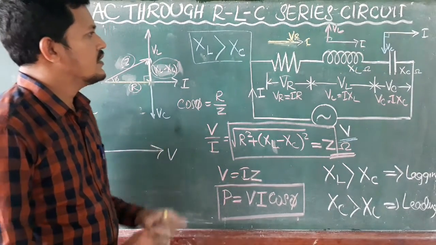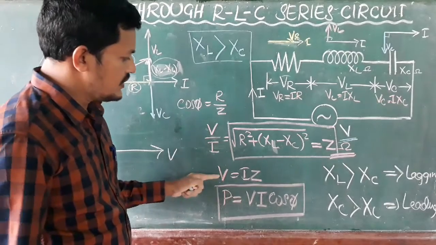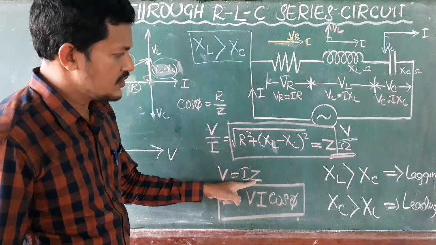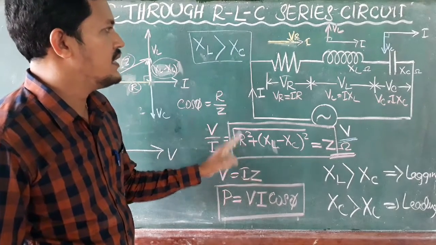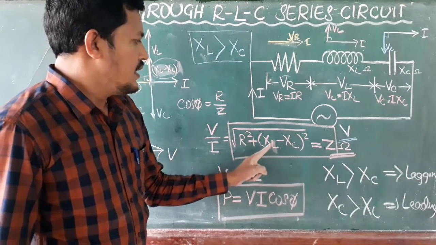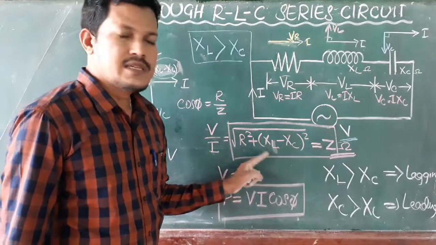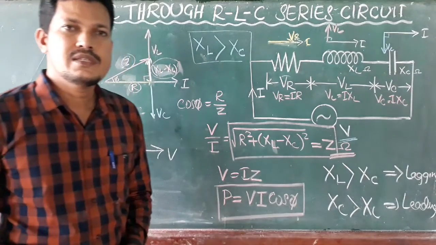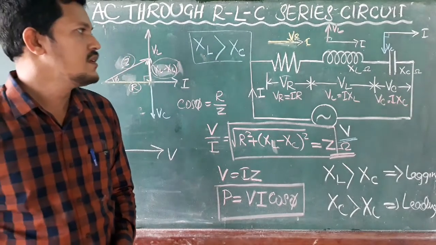So in this case, the total voltage equals I into Z. Here Z is the total opposition to the flow of current in an RLC series circuit, that is root of R square plus XL minus XC square. That is the total opposition to the flow of current.